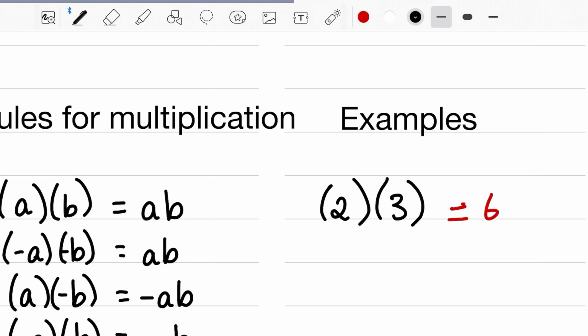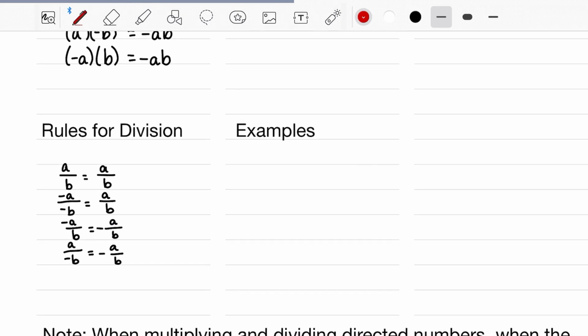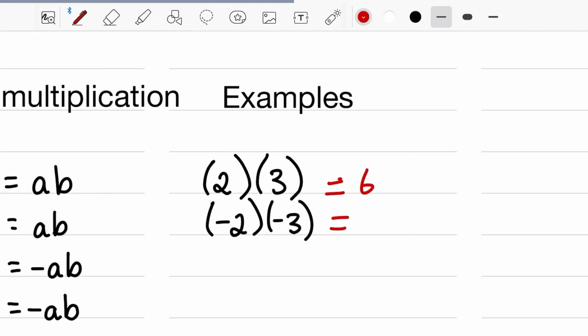Now let's look at what if we had negative 2 times negative 3. So going back to our note, it says when the signs are the same, the answer is positive. So even though we have negative 2 multiplied by negative 3, both of these are negative, the signs are the same, which means that the answer is going to be positive.